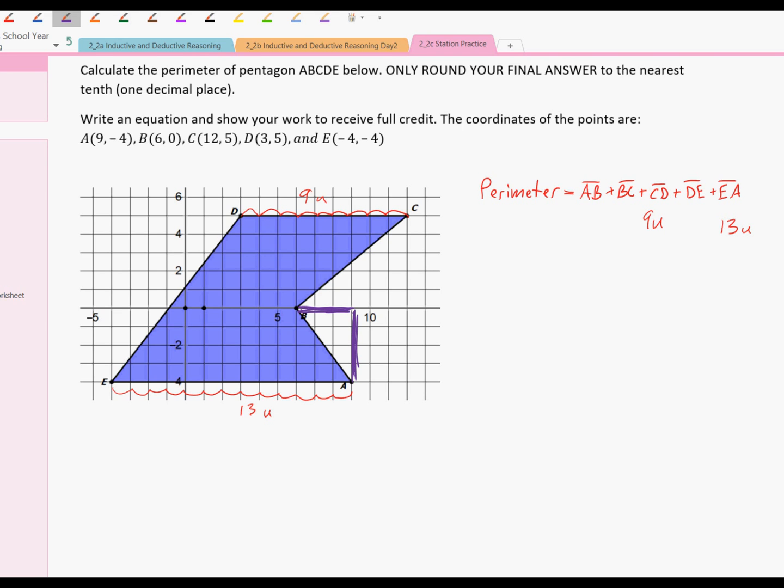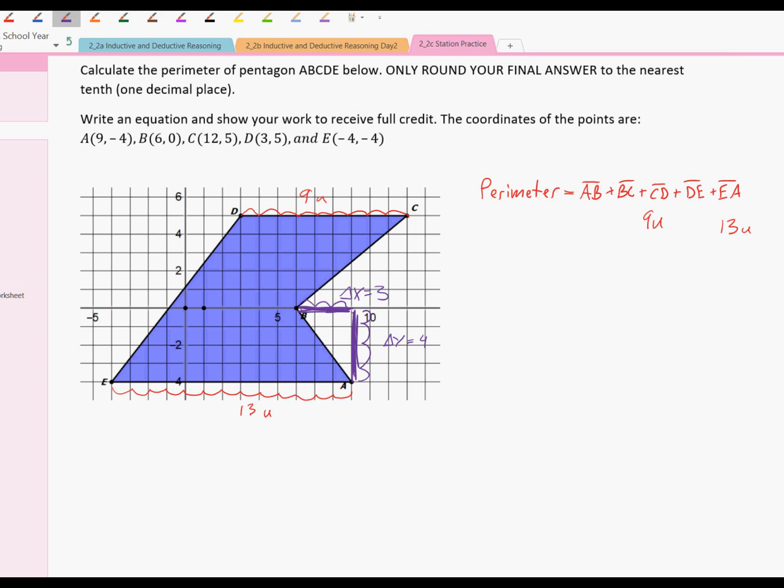From A, how tall is this triangle? Well, it is 1, 2, 3, 4. So my change in Y is equal to 4. And then I look here. 1, 2, 3. So my change in X is equal to 3.